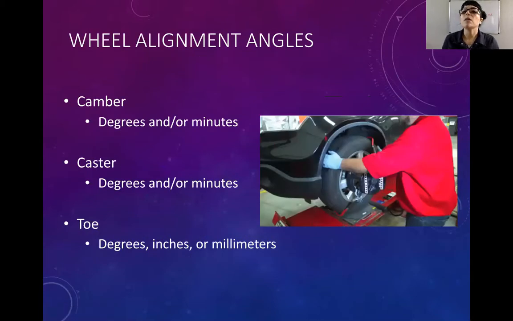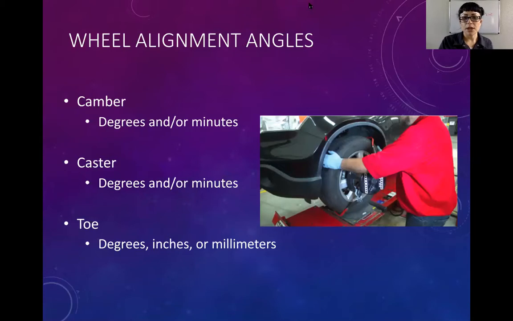So wheel alignment angles are going to include camber, caster, and toe. These are what we call primary alignment angles. We're not going to get into secondary alignment angles because that's going to be a suspension class. These alignment angles are measured usually in degrees, but can also be measured in what we call minutes. And then toe can be degrees, inches, or millimeters.